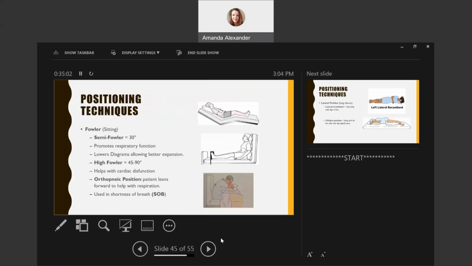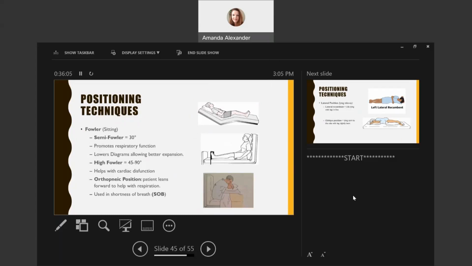There's different types of positioning available. The Fowler's position, semi-Fowler's, high Fowler's, and orthopedic position. Each position provides the patient a different function.